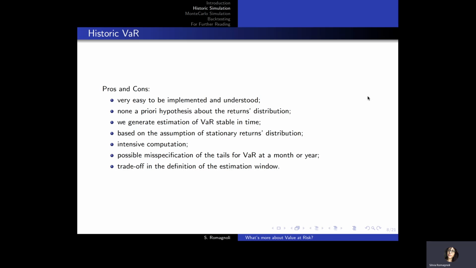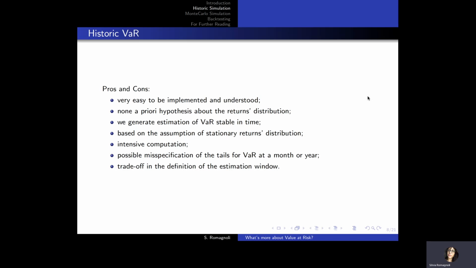And moreover, when the time series is limited in length and we evaluate the value at risk for a month, for example, or a year, we could have a misspecification of the tail of the value at risk.